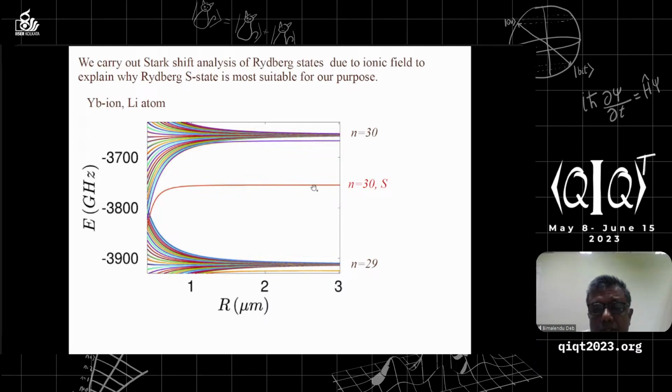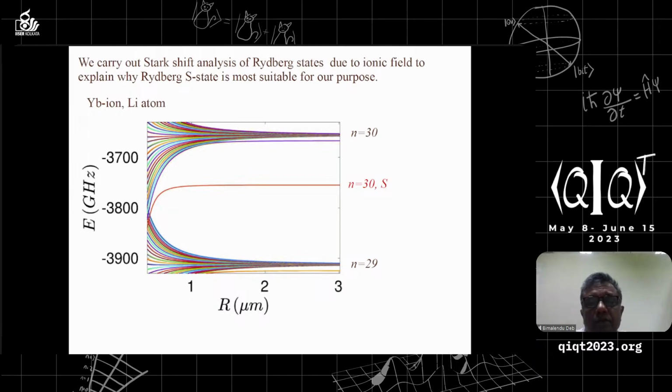So it is basically the second order effect of the ionic electric field. So if we consider this, we can reliably choose this S state as one of the states of the Rydberg qubit in the case of the ion atom system. Even though the ionic field will affect the Rydberg state, this S state remains. So here we are considering only the effect of the ionic field. We have not considered the effects of the Paul trap field.